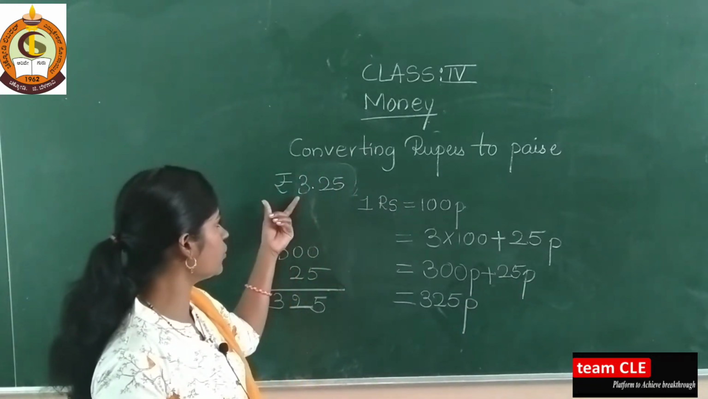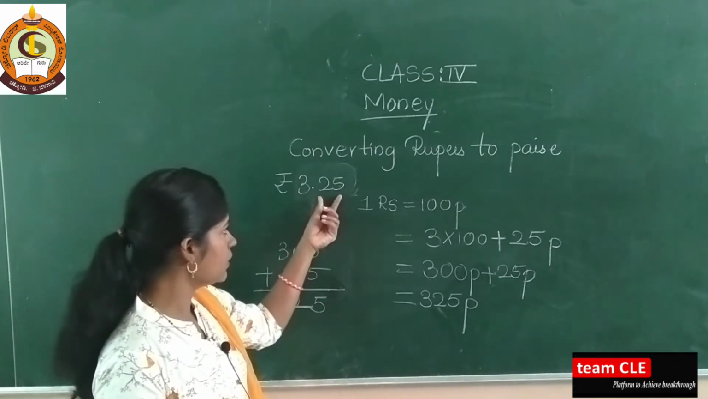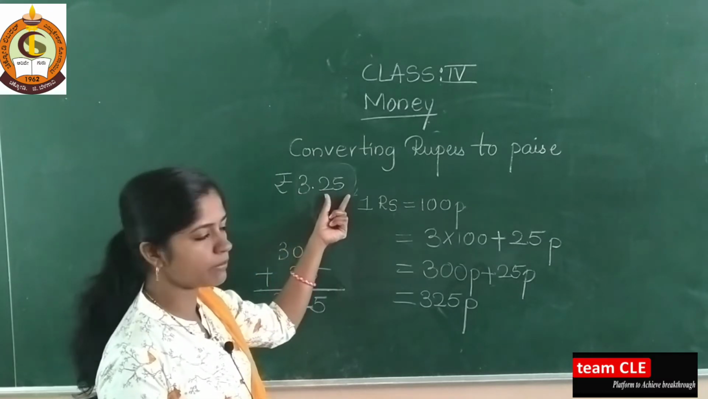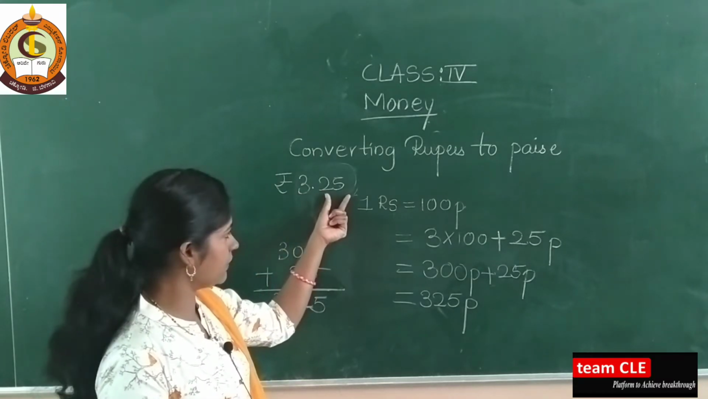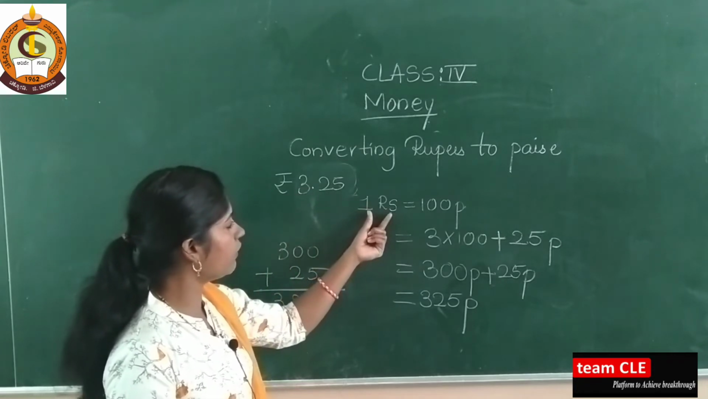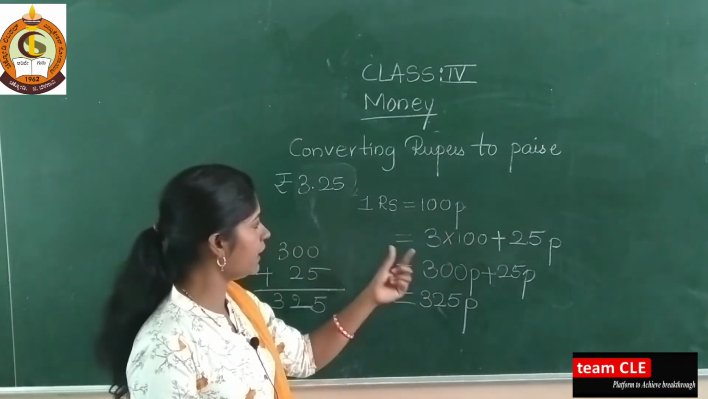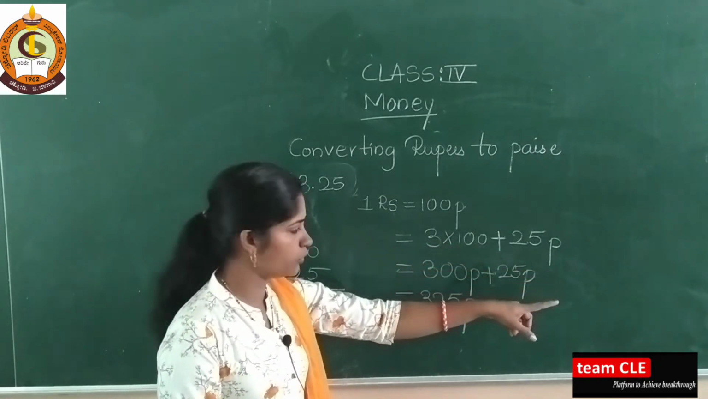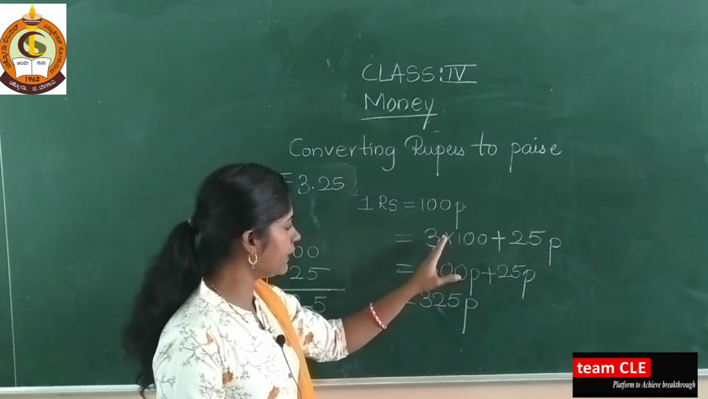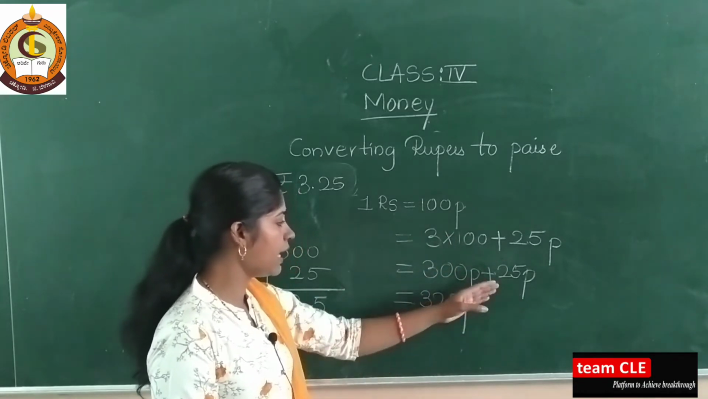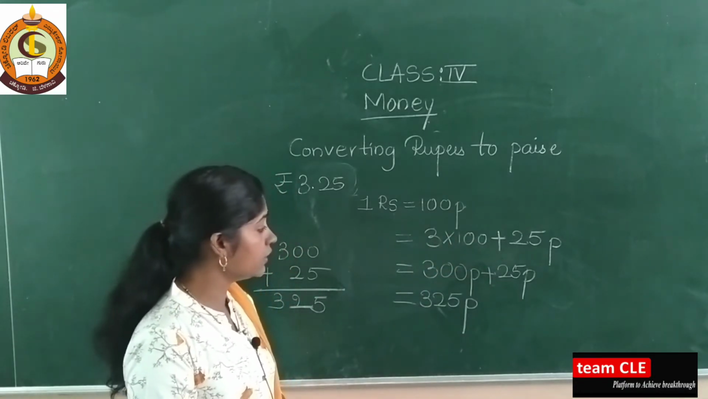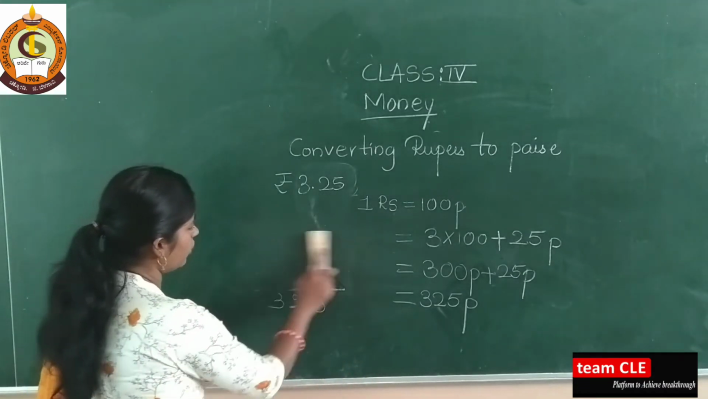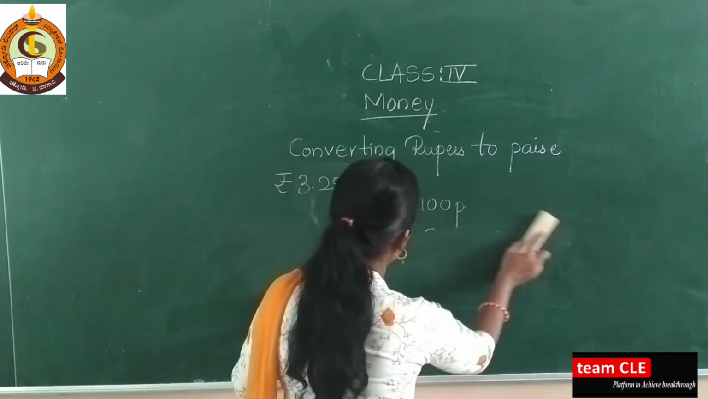First I took 3 rupees 25 paise. So this whole part represents the rupees and this decimal part represents the paise. Here you take 1 rupee is equal to 100 paise and 3 rupees is equal to 3 into 100 plus 25 paise. You multiply this, 100 3s are 300, plus 25. After adding this you get 325 paise. Okay, clear?